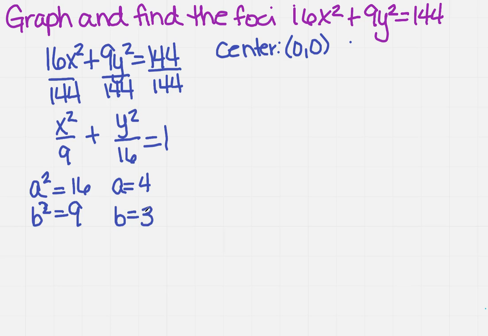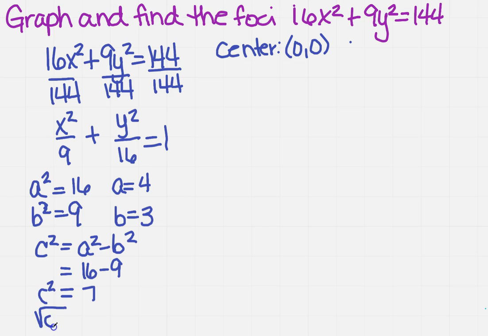So what do I need to find? Well, I need to find c squared. So c squared equals a squared minus b squared. And so I've got 16 minus 9, and that's just going to be 7. So then if this is c squared, I need to take the square root of both sides. So this is going to be plus or minus the square root of 7.